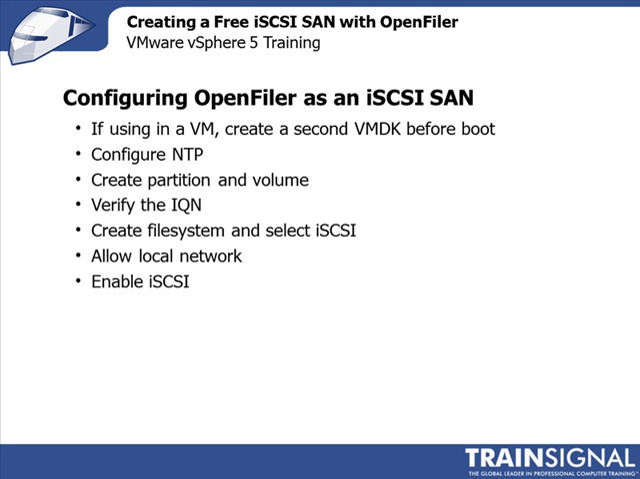The very first step on the list here is if you're running OpenFiler in a virtual machine, make sure you create a second VMDK before boot. That's because that second VMDK is actually going to be where the files are stored. That's going to be your data store. So the first VMDK that you create is going to be where the OpenFiler operating system is installed. The second VMDK and other subsequent VMDKs would be the actual like SCSI or virtual SCSI volumes that OpenFiler sees and that it can share out using iSCSI or NFS or CIFS, whatever storage protocol you choose.